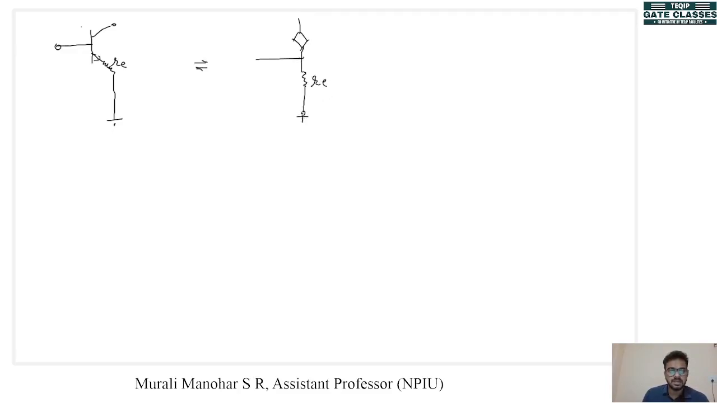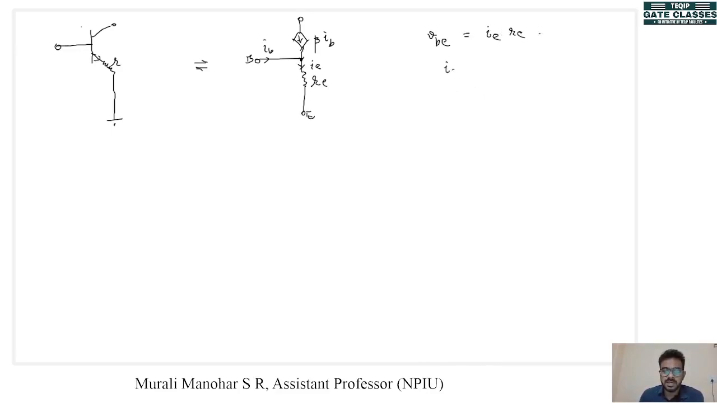This is RE and this is beta IB or alpha IE, both are the same thing. Here we have IB, here we have IE, right? Now let's see what is the drop in this RE. So we know that this is base, and this is emitter, so the drop in RE is VBE.